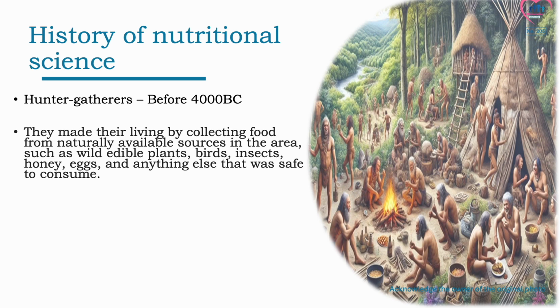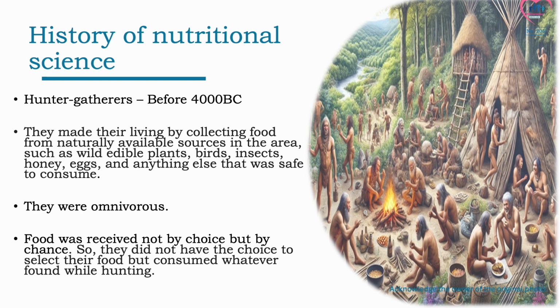They made their living by collecting food from naturally available sources in the area, such as wild edible plants, birds, insects, honey, eggs, and anything else that was safe to consume. They were omnivorous, that means consumed foods of both plant and animal origin. Food was received not by choice but by chance. So they did not have the choice to select their food but consumed whatever found when hunting.